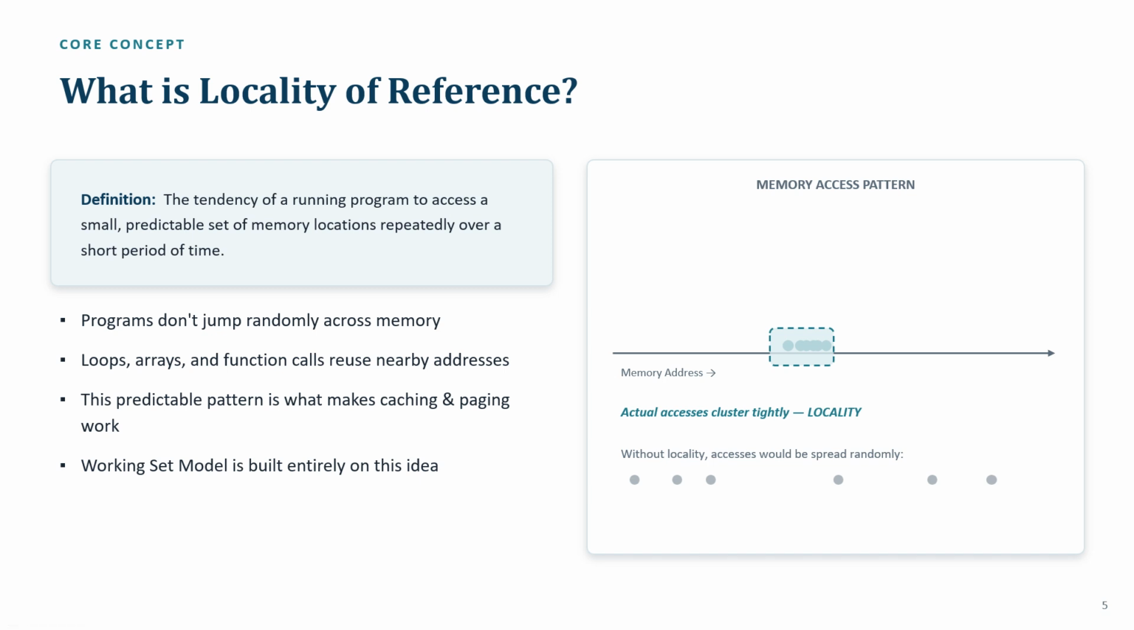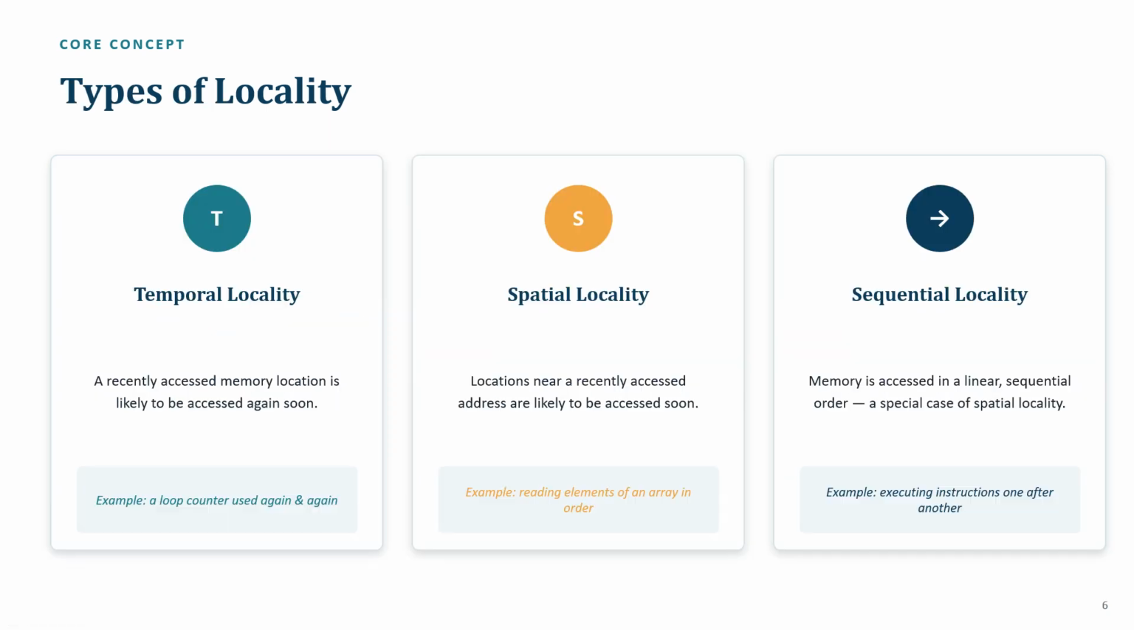Now we will discuss types of locality. There are basically three types of locality. First, temporal locality, which simply means related to time. This means a memory location that was accessed recently is very likely to be accessed again soon. Think of a loop counter variable. The same variable i is read and updated again and again in every single loop iteration.